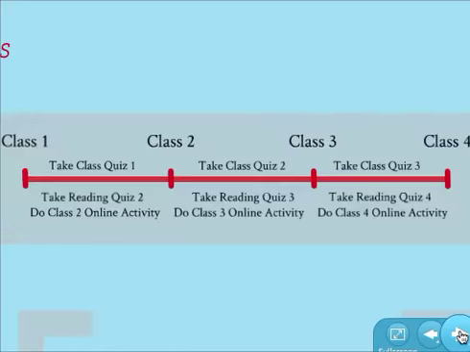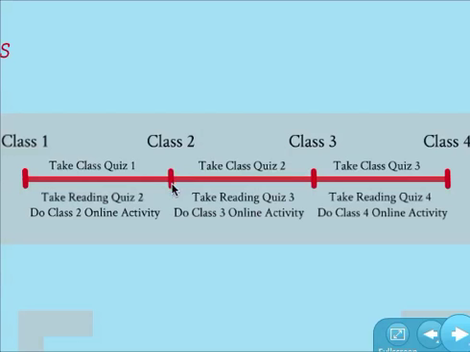But let's take a look at how this all fits together. I know this has been a little confusing. Let's say we have class 1. After class 1, you go home and take the class quiz. You can take it right after class, just sitting there if you have your computer or your smartphone with you. During that next week, to get ready for class 2, you take reading quiz 2. And you also do any class 2 online activity so that you get your attendance point when you show up for class 2.